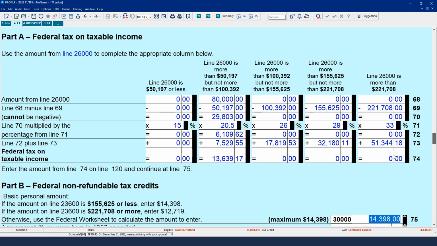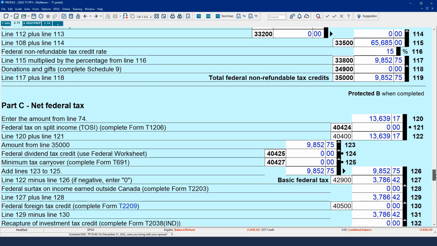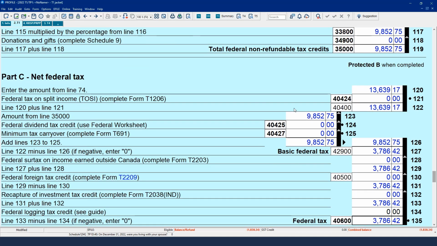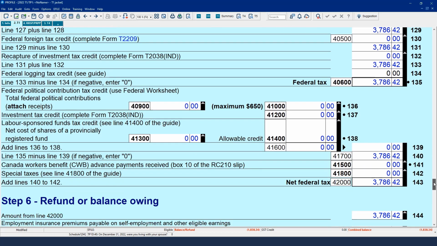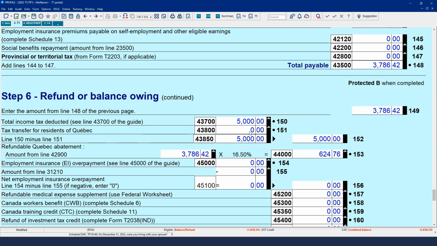My taxes owing though is 13,639. So 13,639 minus 9,852, which is my non-refundable credits, I'm left with 3,786. 3,786 is my federal tax that I'm supposed to pay. This is what I actually have to pay based on my situation. But guess what? I already paid 5,000 throughout the year of taxes in total income tax deducted over here. I already paid this throughout the year.